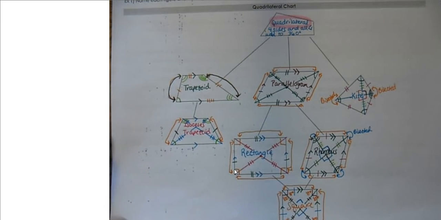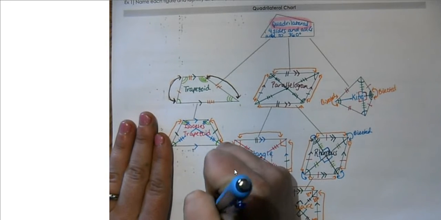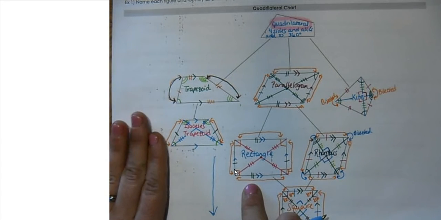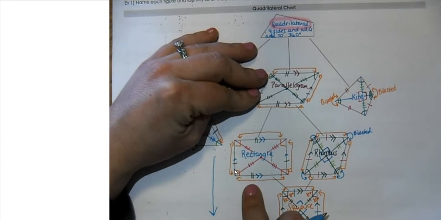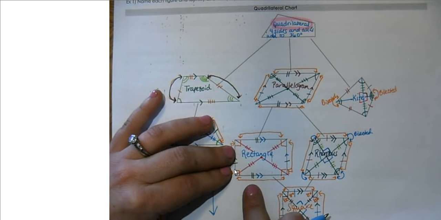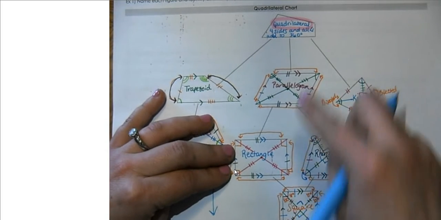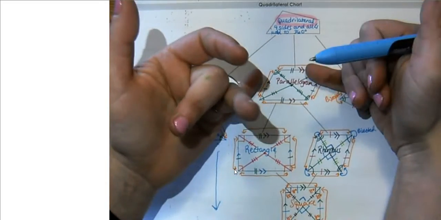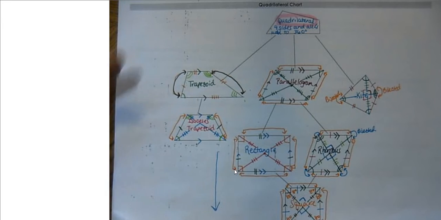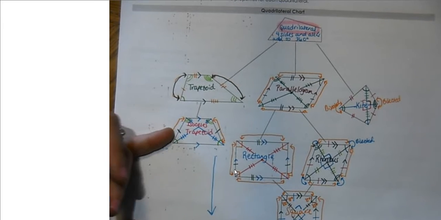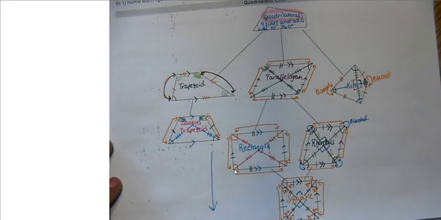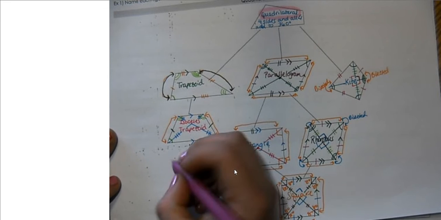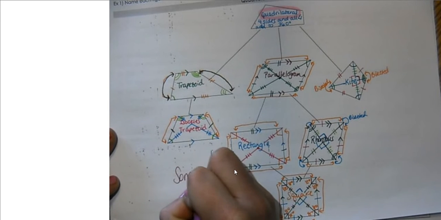As we are going down the chart, if I'm comparing a parallelogram to a rectangle, a parallelogram is sometimes a rectangle, or a parallelogram is sometimes a square. As you are looking at one shape compared to one that's below it, a trapezoid is sometimes an isosceles trapezoid. We call that going down the chart is sometimes.